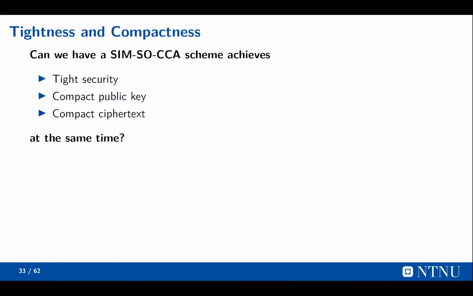So in our work, we want to solve this problem. Can we have a SIM-SO-CCA scheme that achieves high security, compact public key, and compact ciphertext at the same time? We observe that this question is very hard in the standard model, because if we want to achieve high security, we need to push the non-tightness to the size of the public key or the size of the ciphertext. And this is why the constructions in the standard model are not compact.